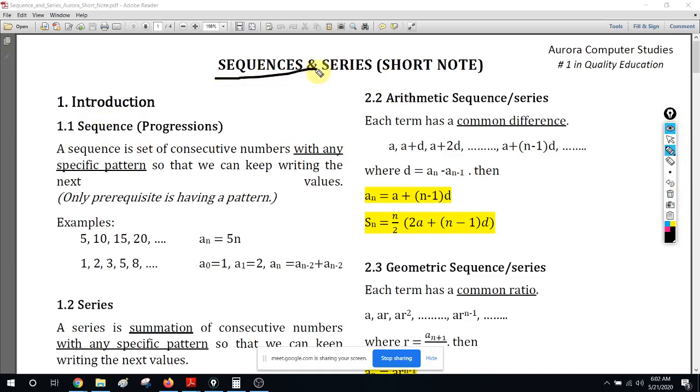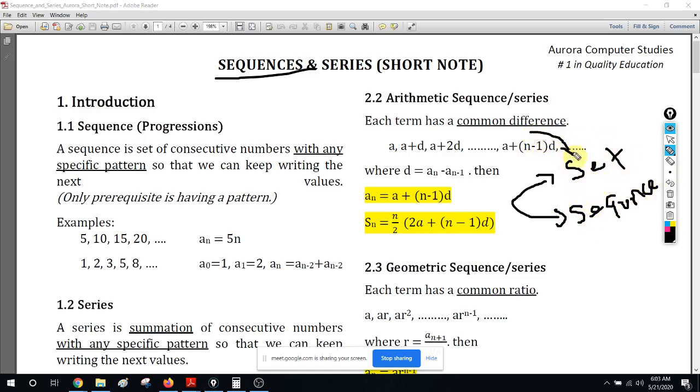Sequence means a set of consecutive numbers with a specific pattern. If you can write a set of numbers with a pattern, we call it a sequence. This is not the first time you are learning this kind of concept. Remember, you have learned a concept called set in your semester 1 and also semester 2. Now this is a different thing, this is sequence. So again you have to compare those concepts. What is the difference between set and sequence?